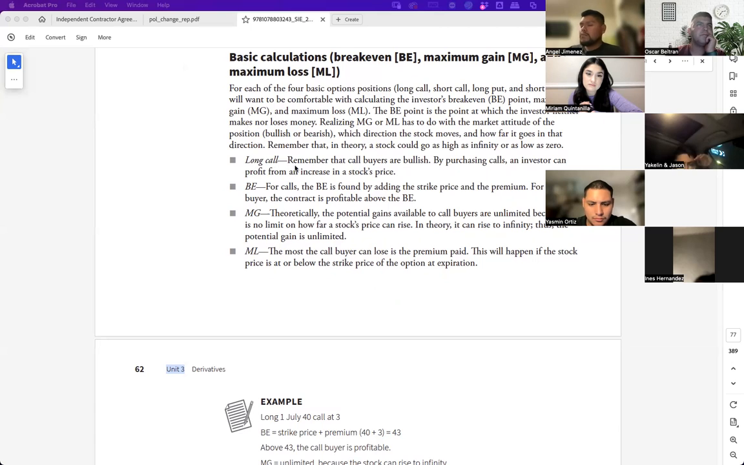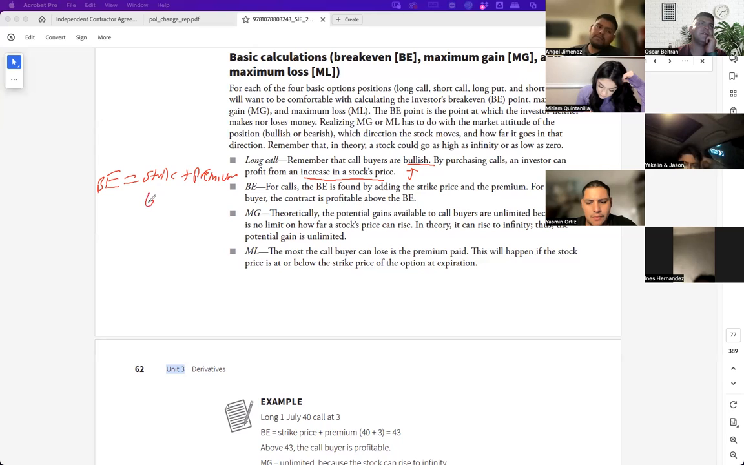All right, so long call. Remember that call buyers are bullish. They're expecting the price to go up. By purchasing calls, an investor can profit from an increase in a stock's price. Now, break even is found by adding the strike price and the premium. So break even equals strike plus premium. Let's say our strike price is 60 and our premium is equal to 5. So our break even is going to be 65.